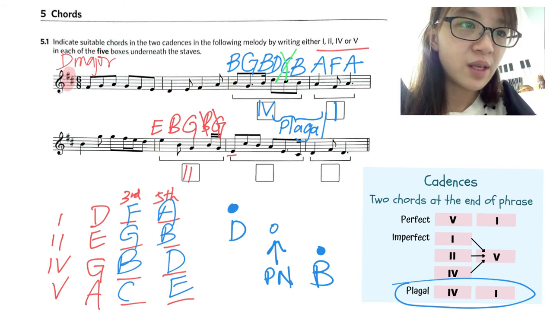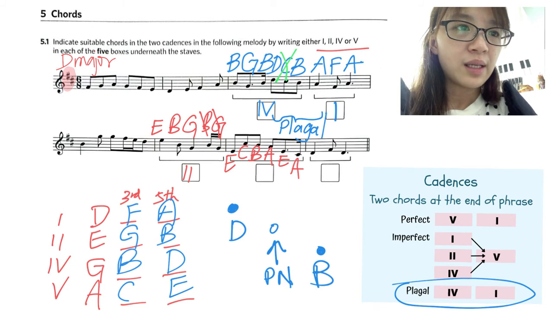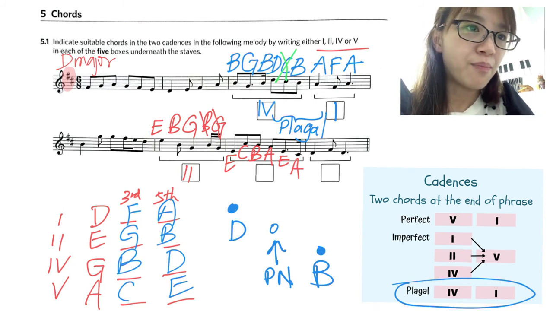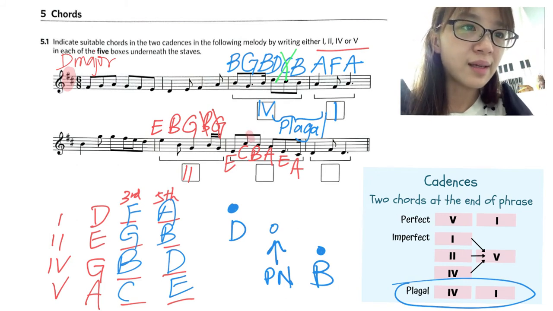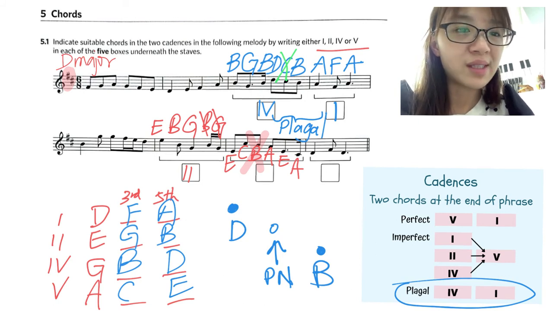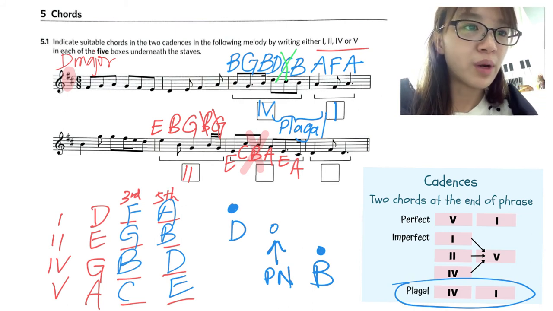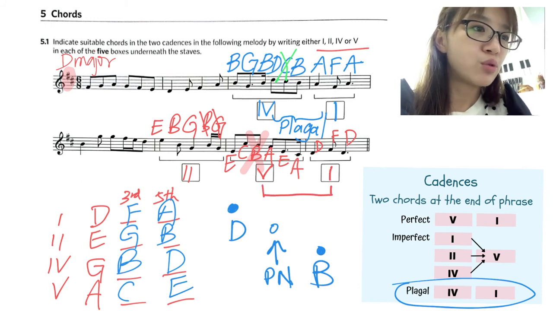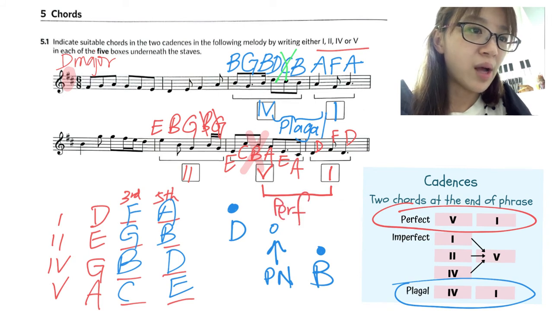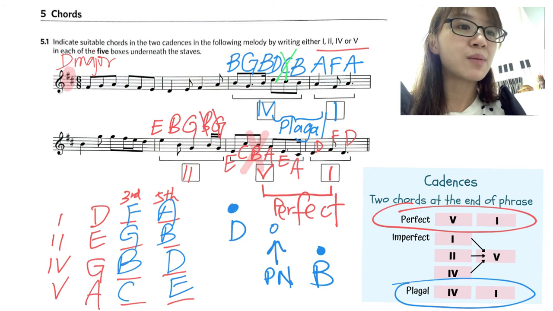Next one, you have E, C, B, A, E, A. This B is stepping down a step from the main note. You can see this is a chord note, but this is like passing by between C and A. It's like what we discussed just now. So this one is a passing note. So you only need to consider A, C, E. So A, C, E is chord 5. So write down 5. Next one, you have D, F, and D. So D, F. Yes, you have chord 1. So 5-1 gives you a perfect cadence. So make sure your answer is from the list. 5-1 is a perfect cadence.